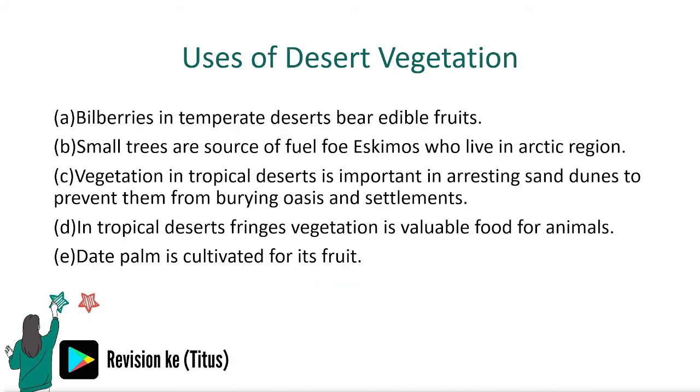What are the uses? Bilberries in temperate deserts bear edible fruits. Small trees are a source of fuel for Eskimos who live in Arctic regions. Vegetation in tropical deserts is important in arresting sand dunes to prevent them from burying oases and settlements. In tropical deserts, fringe vegetation is valuable food for animals. Date palm is cultivated for its fruit. We look at the mountain vegetation.